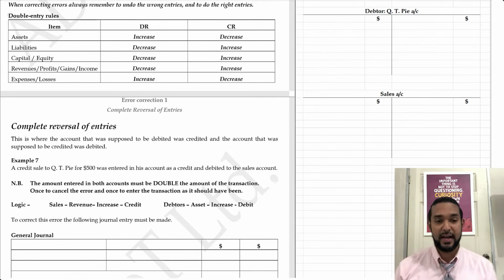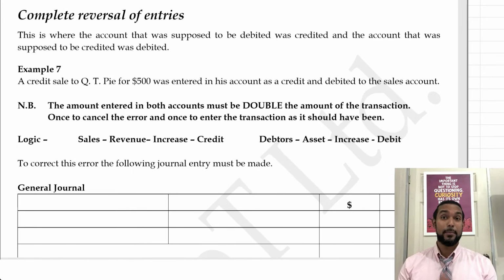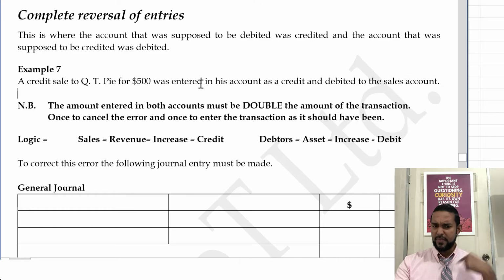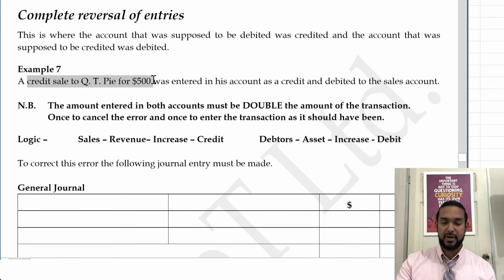Okay, so let's take a look at this type of error, which is called a complete reversal of entries. And yes, as the name implies, it means the debit and credit were mixed up. So let's take a read of the example. It says, a credit sale to QT Pi for 500 was entered in his account as a credit and debited to sales. Let's go over that again. So a credit sale to QT Pi for 500.